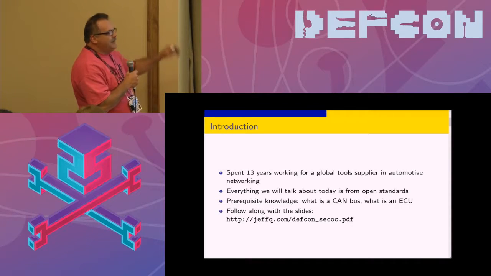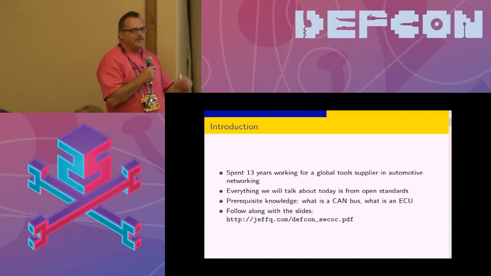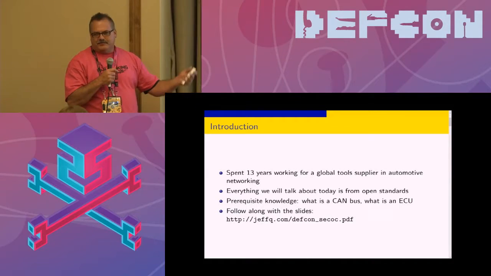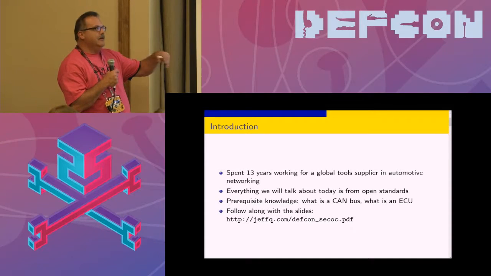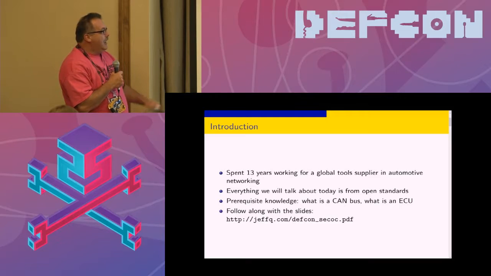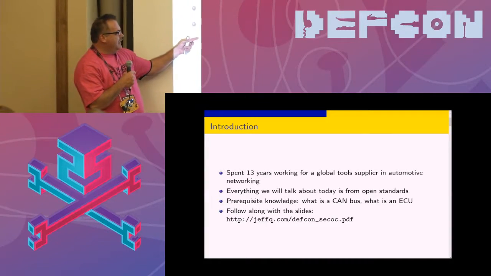But basically, everything we're talking about today is an open standard, okay? And that's part of what the automotive industry is trying to go to, because with open standards, we hope we save money. We hope we don't have to have our suppliers remake that wheel again. If you'd like to see these slides or follow along, right there's your URL.